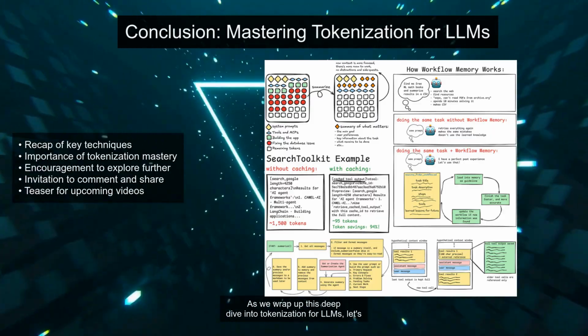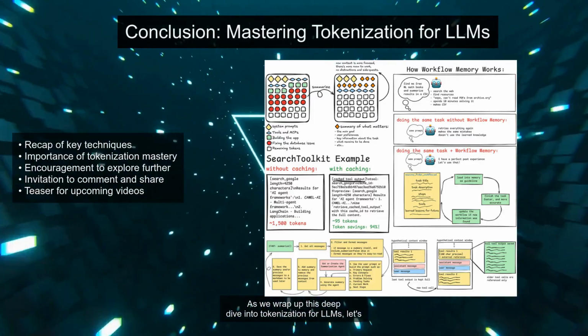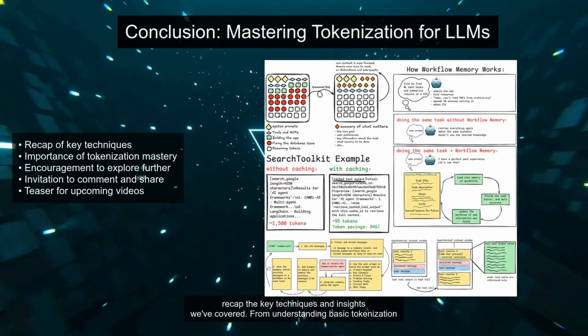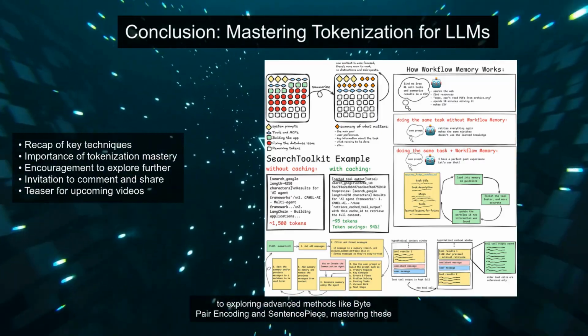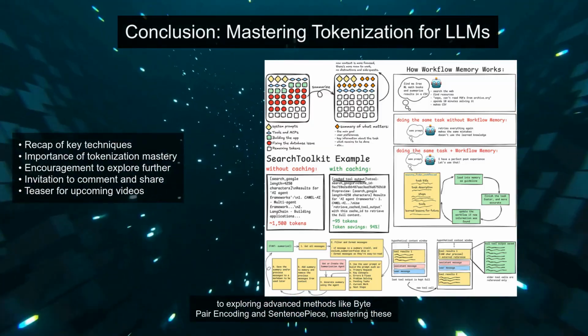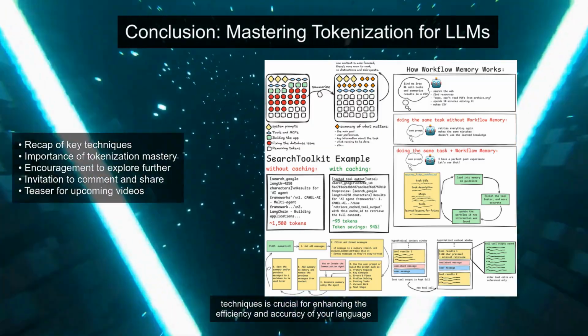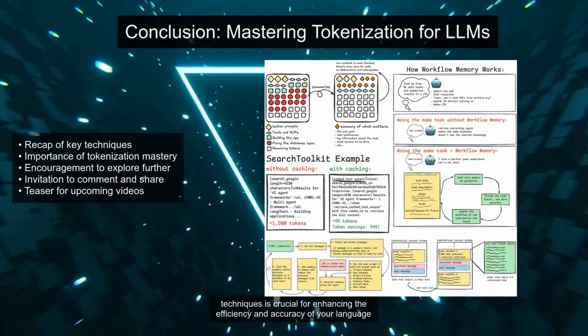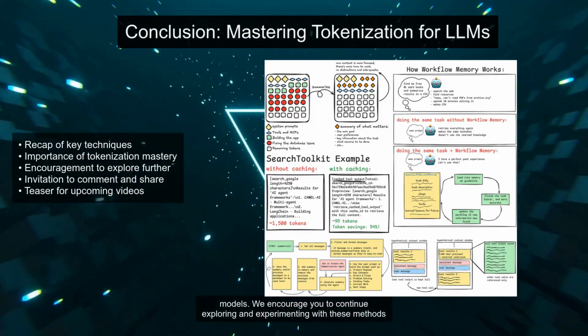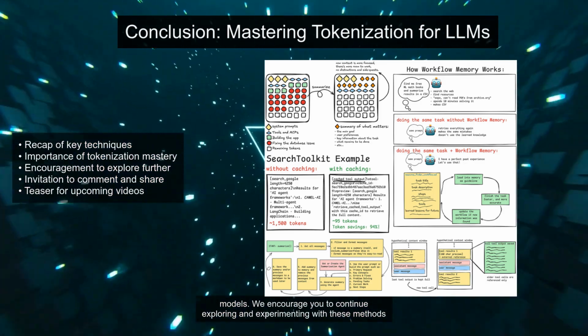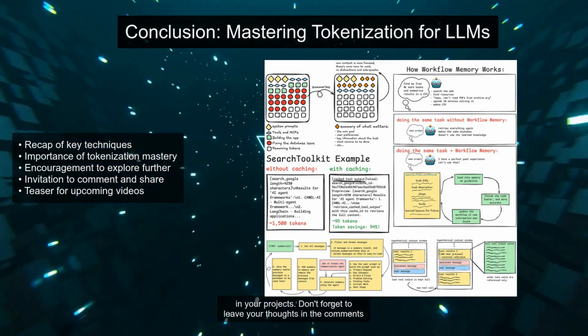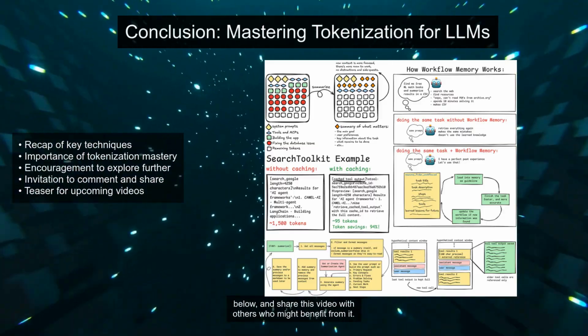As we wrap up this deep dive into tokenization for LLMs, let's recap the key techniques and insights we've covered. From understanding basic tokenization to exploring advanced methods like Byte Pair Encoding and SentencePiece, mastering these techniques is crucial for enhancing the efficiency and accuracy of your language models. We encourage you to continue exploring and experimenting with these methods in your projects.